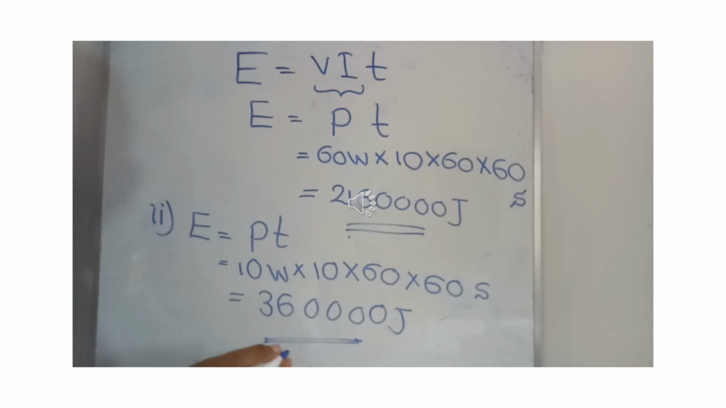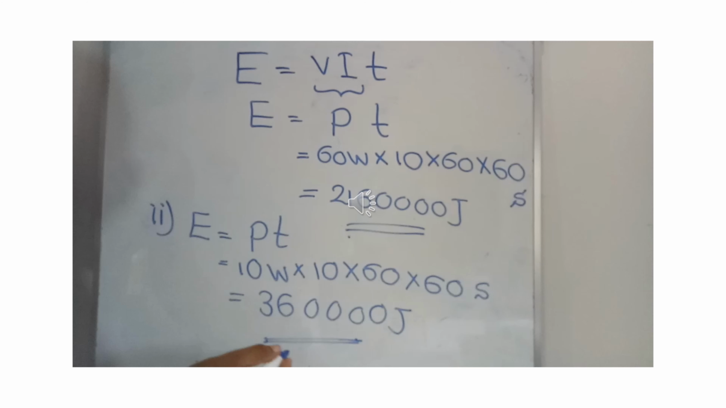The next part, the fourth part: the LED lamp mentioned above was lighted for 30 days, 10 hours each day. Find in kilowatt hours the amount of electrical energy supplied to the lamp during this period. We can easily get the answer by dividing 10 watts multiplied by 10 hours into 3600 multiplied by 30 days.